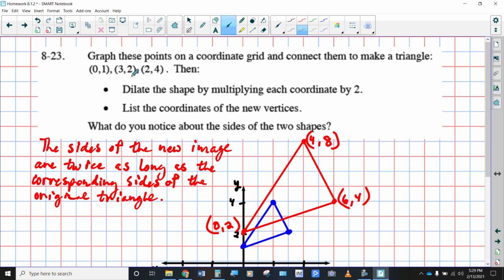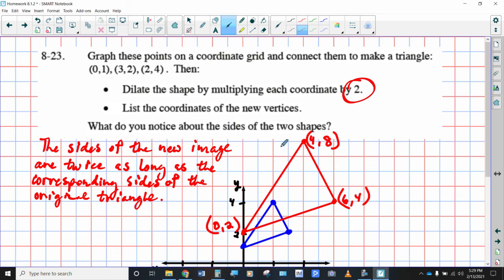All right, looks like a dilation here. Graph these points on a coordinate grid and connect them. So that would be the blue triangle. Then it says dilate to a scale factor of 2. So each one of these is going to get doubled, right? So 0, 1 becomes 0, 2. 3, 2 becomes 6, 4. And 2, 4 becomes 4, 8.